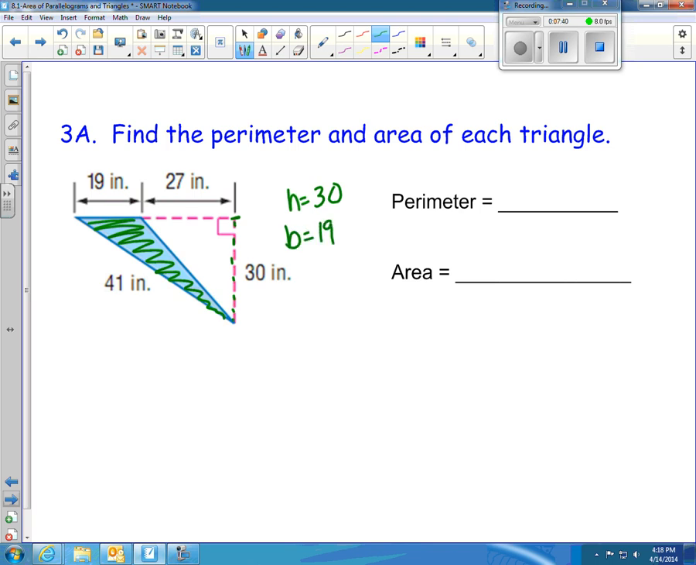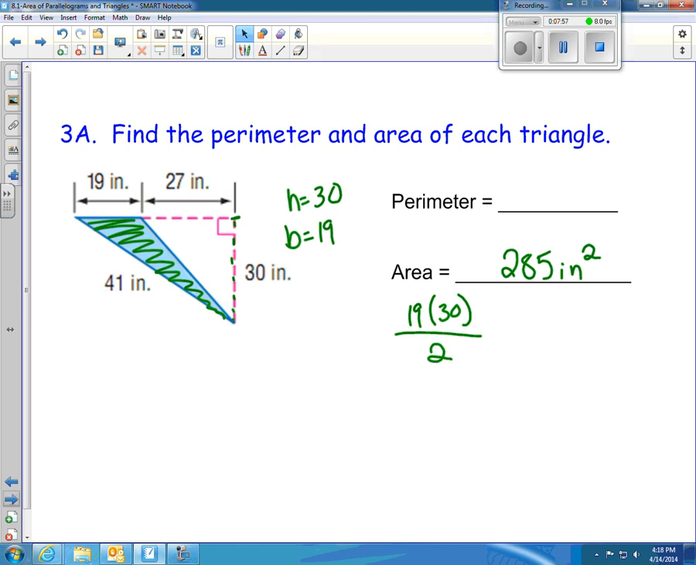We have enough information for our area, so let's take base times height, divide by 2. Don't forget this one's going to have a label with it. We get 285. Again, we're seeing inches squared. Now, we are missing some very important information for our perimeter. We need to find that distance.